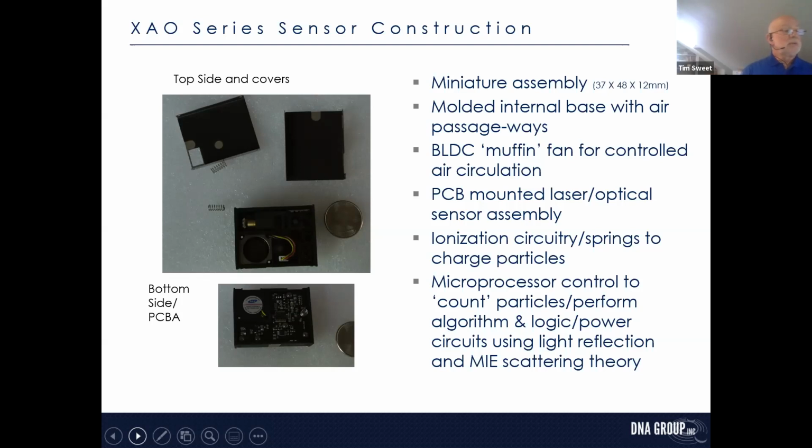The PCBA, which holds several of the components in critical physical space, is sandwiched in between the two outer covers, which also act as shields from outside magnetic and electrical interference. The details of the channels, which act as the air passage paths, are molded in with precision tooling. It is a very compact and dimensionally critical package.